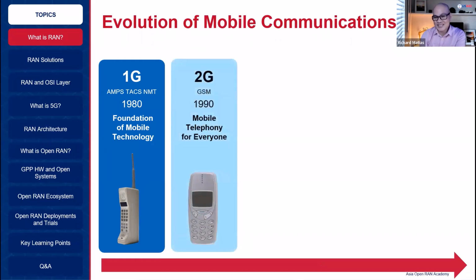Next is the second G. The second generation of mobile communications introduced digital transmissions in the 1990s. Digital transmissions enabled 2G mobile data services as well, like for example the GPRS, the General Packet Radio Services, and the EDGE, or the Enhanced Data Rate for GSM Evolution. When we talk about GSM, it means the Global System for Mobile Communication. So this was founded by numerous European countries.